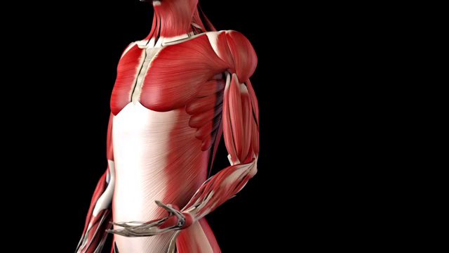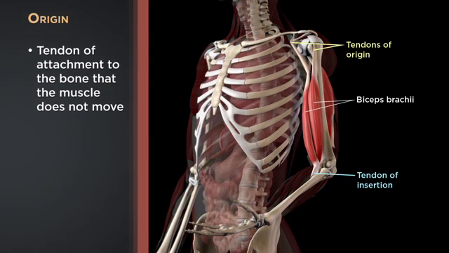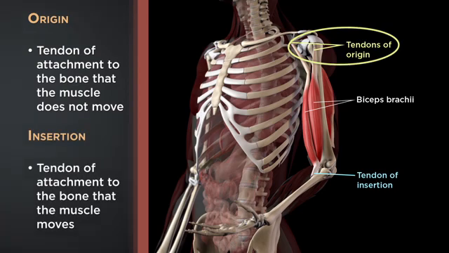In order to understand how muscles work on the gross level, we also need to consider their attachments. Generally, each muscle has a tendon of attachment at either end, and the fleshy mass between the two is called the muscle's belly. So let's consider a typical fusiform muscle. That means one that tapers at both ends, like the biceps brachii of the arm. The tendon of attachment to the bone that the muscle does not move is called the muscle's origin. The tendon of attachment to the bone that the muscle moves is known as its insertion.